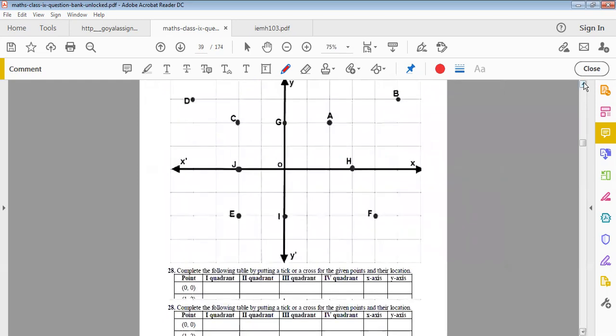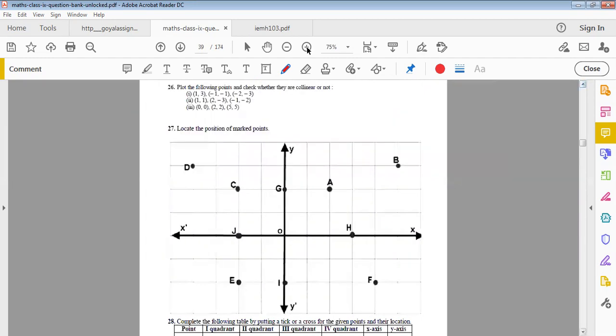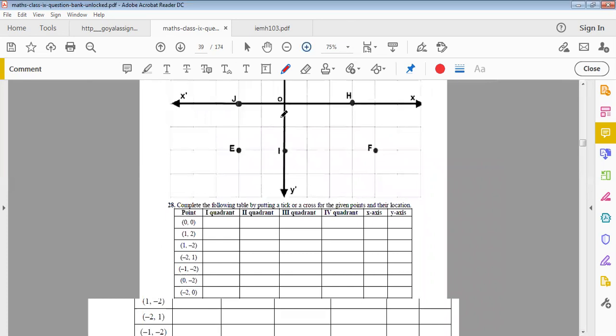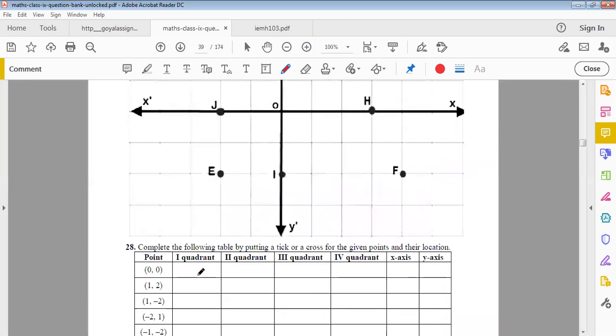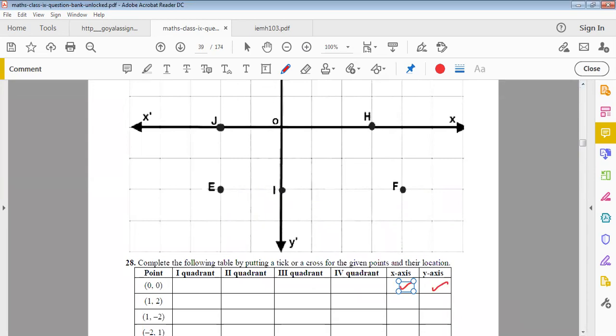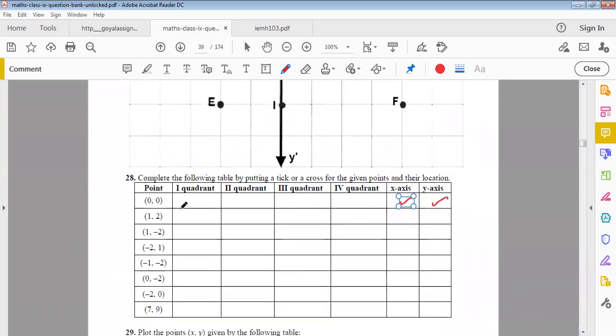Now look at the position of the marked points. Now see, 0, 0, does it lie in the first quadrant? No. Second quadrant? No. It lies on the x-axis and y-axis, both. It belongs to both the properties. And 1, 2, both are positive, it lies in the first quadrant.